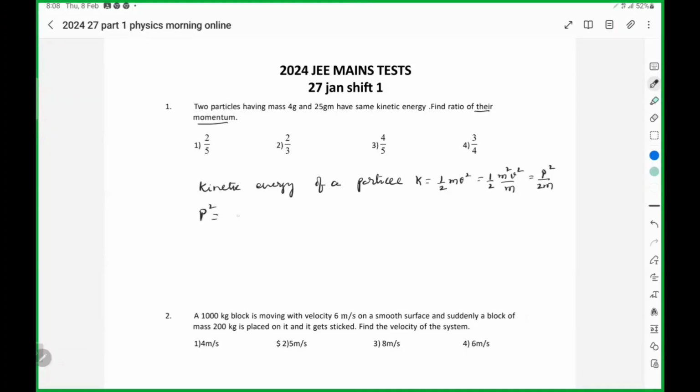So here P square is 2m into K. Same kinetic energy, that means kinetic energy is fixed. P square is only proportional to m. So the ratio of their momentum means P1 square by P2 square, which is equal to m1 by m2, 4 by 25, so P1 by P2 is 2 by 5. So the first option is correct.